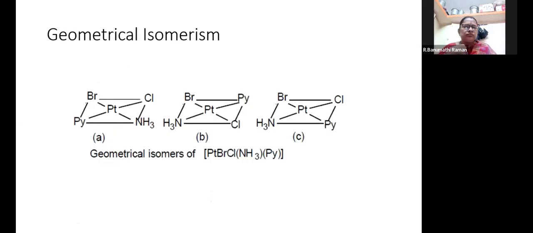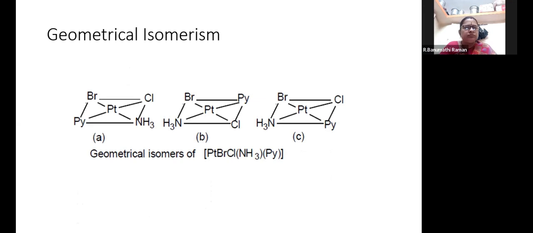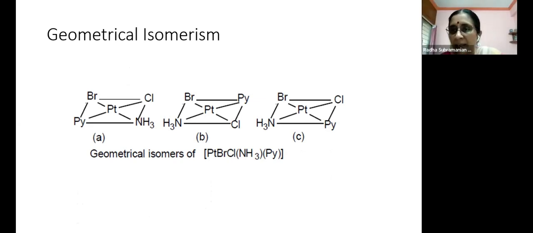So the next one is geometrical isomerism. Like I said, metal ABCD. How do we talk about cis and trans? There are 2 cis and 1 trans. Am I right? Yes, there are 2 cis and 1 trans. How do we explain this to children?